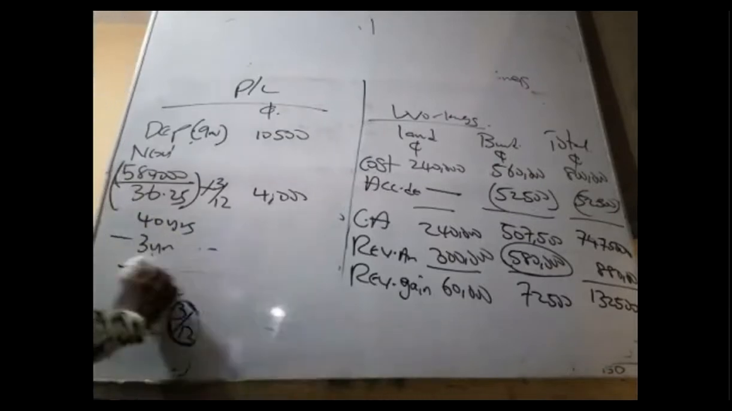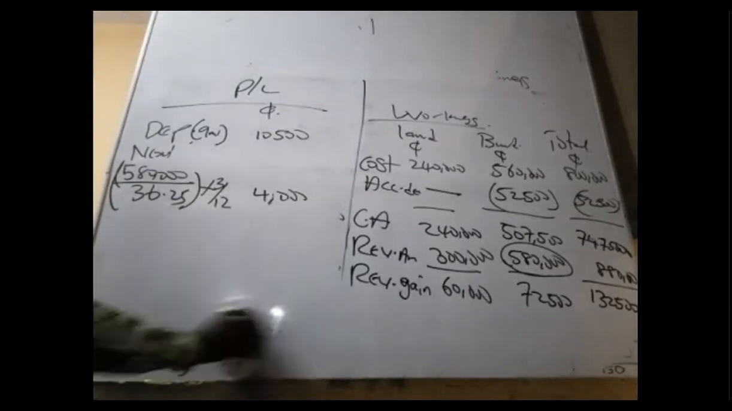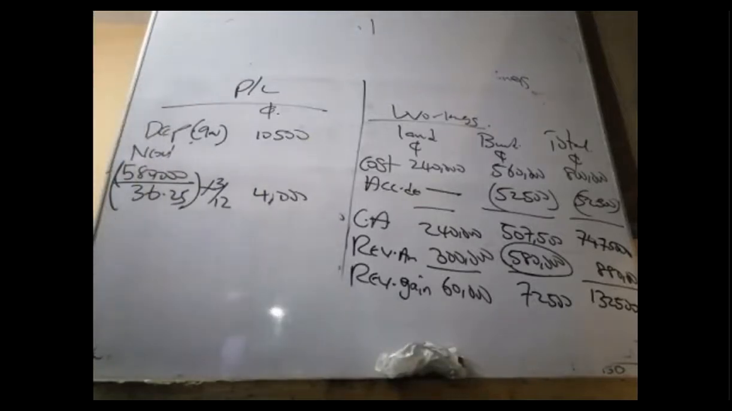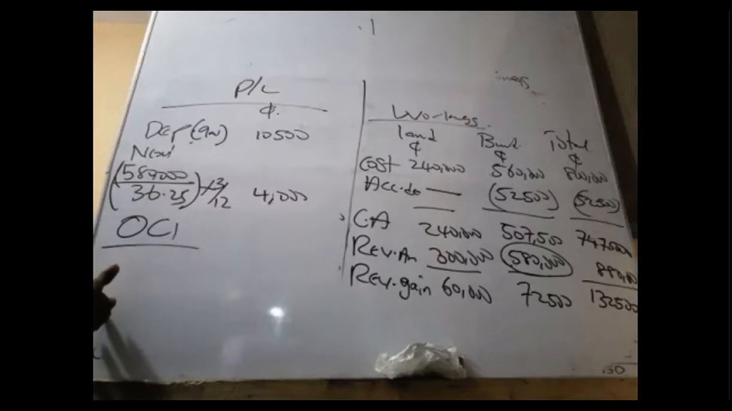Okay. Then what again do we need in a P&L? We need OCI. So right here, OCI. Then the gain.